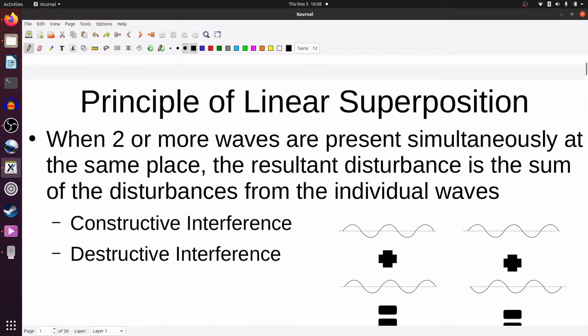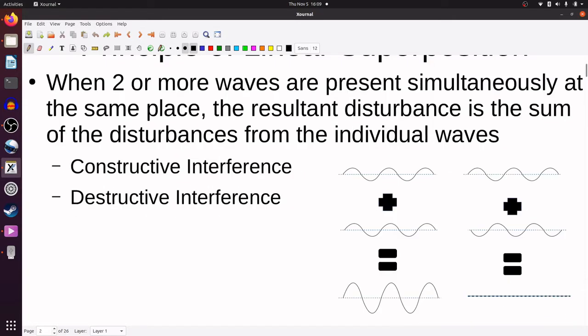Principle of linear superposition: basically, when two or more waves are simultaneously at the same place, trough to trough, peak to peak, the resultant disturbance is the sum of those disturbances from the individual waves. You have two types. You have constructive and you have destructive interference.